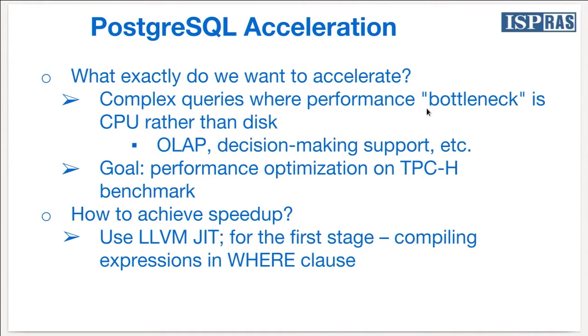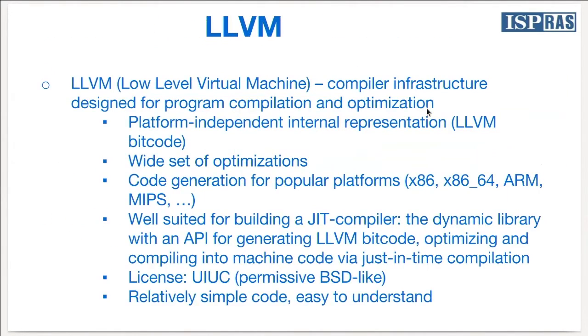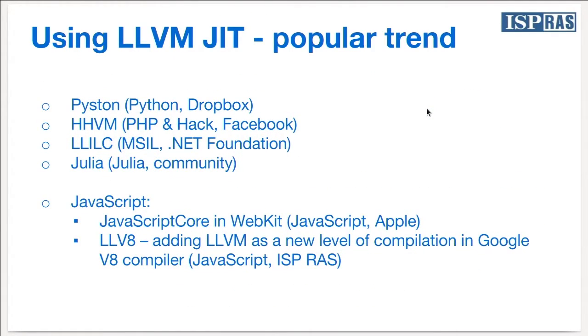Hi, my name is Konstantin Knizhnik. I'm working for Postgres Professional, but now I want to present the results of yet another Russian team from the Institute for System Programming of the Russian Academy of Sciences. They have huge experience in dynamic code generation, and want to apply this experience to improve the speed of Postgres. They are using LLVM JIT, which is a de facto standard now for dynamic code generation. It is used in a large number of products.